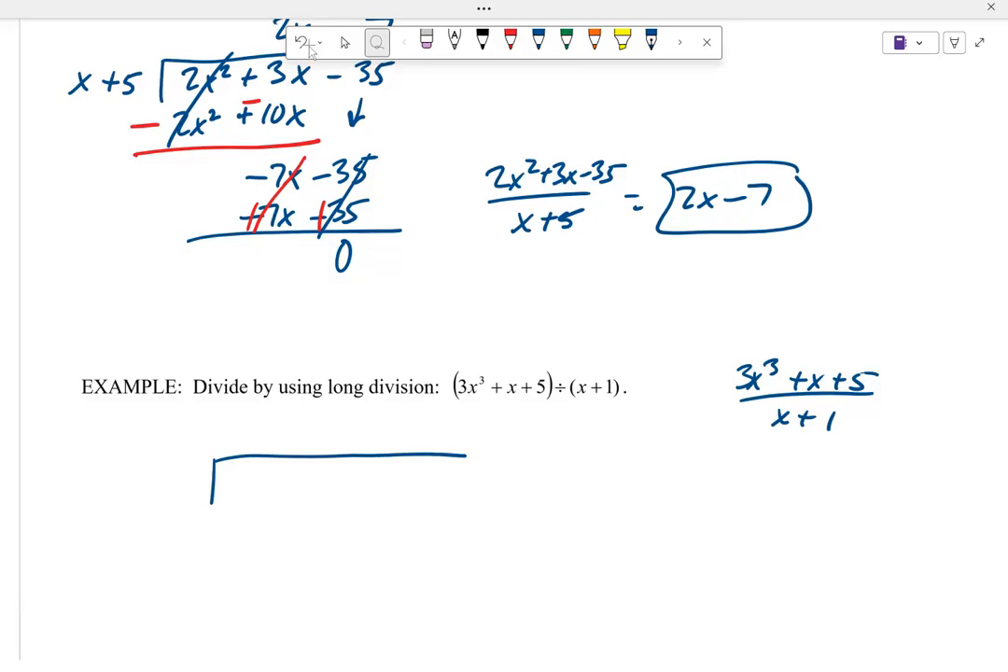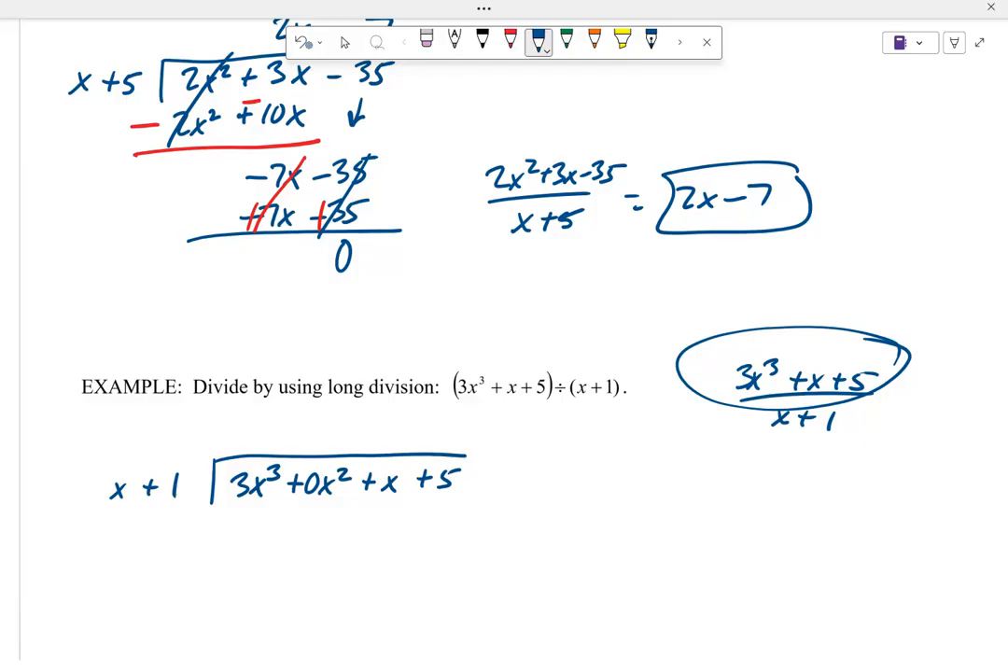There's a very Vegas way to remember that. Who gets in the nightclub? The person at the top of the list gets in the nightclub, right? So put that 3x cubed plus x plus 5. Now, if it's not going down by degree, you got to put a placeholder in so you don't screw it up, or at least I like to put that placeholder in. Notice there's no x squared term. So I'm going to put in a 0x squared. Then I'm going to put in that plus x and the plus 5. What's it being divided by? x plus 1. Person at the bottom of the list does not get in the nightclub, right?